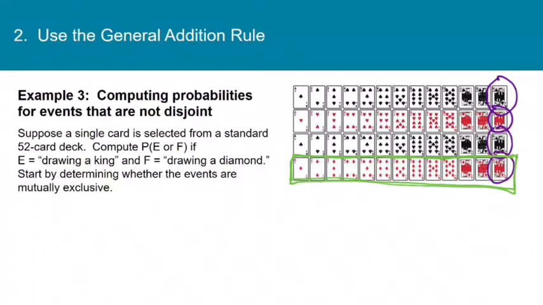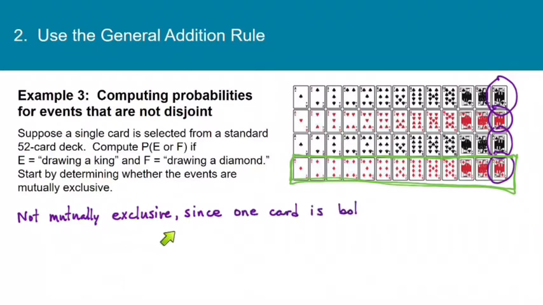So we're going to need to say that no, the two events are not mutually exclusive since one card is both a diamond and a king. And now let's calculate the probability of E or F. So again, we're going to need the general addition rule here because these are not mutually exclusive.